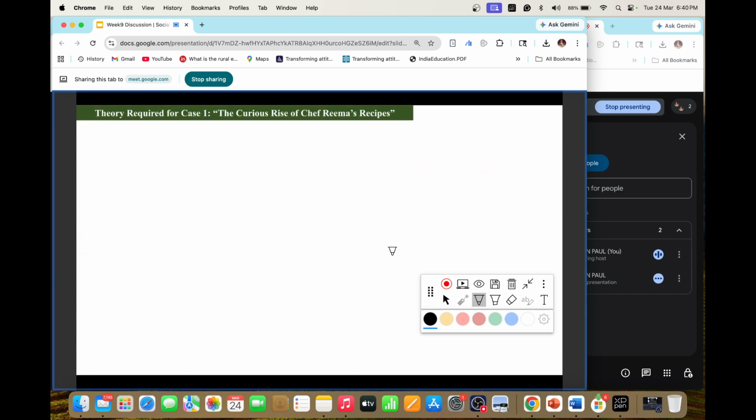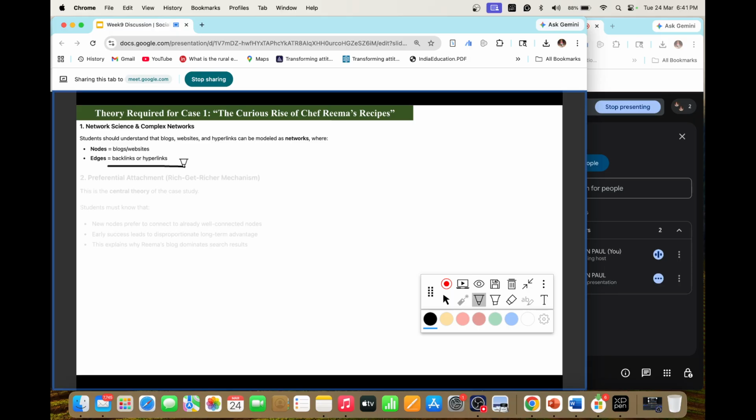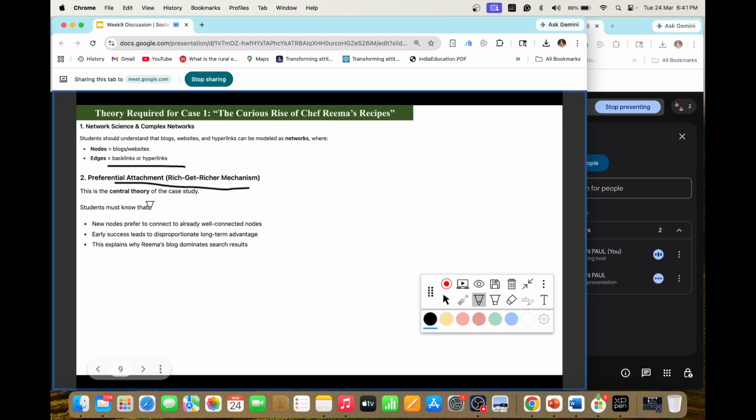So now, the theories that are required for our case one, the curious rise of Rima's recipes case. Network science and complex networks. So what are the nodes here? Nodes are the blogs or websites. What are the edges here? Edges are the backlinks or hyperlinks. Okay, here we are getting preferential attachment. This is the central theory of this case study.